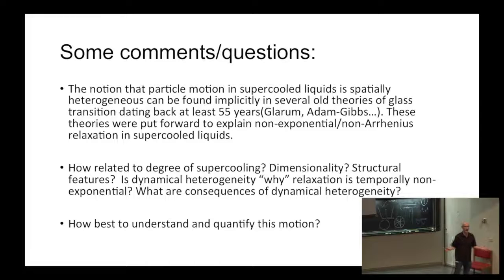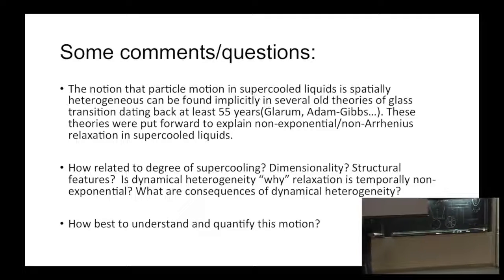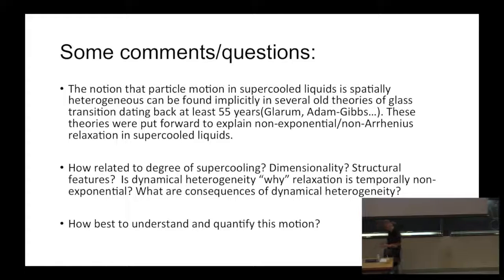What are the consequences of dynamical heterogeneity? I'll show you one in terms of transport coefficients in a second. And also, in a sense, Jorge's question: what is the chicken and what is the egg? Why is this happening? Is this important, or is this just sort of a sideshow for supercooling? And how do we quantify the motion? How do we quantify the length scales associated with the motion? What are the different length scales that are important in the problem?